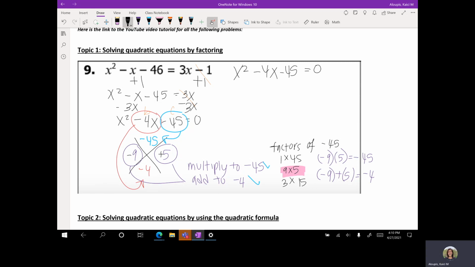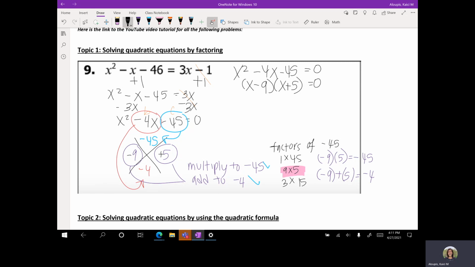That was equal to 0. And the factored form is x minus 9 times x add 5. We're setting it equal to 0 because that's how we solve for a quadratic, or solve for any equation. We set it equal to 0 because we want to know when the graph will hit the x-axis.